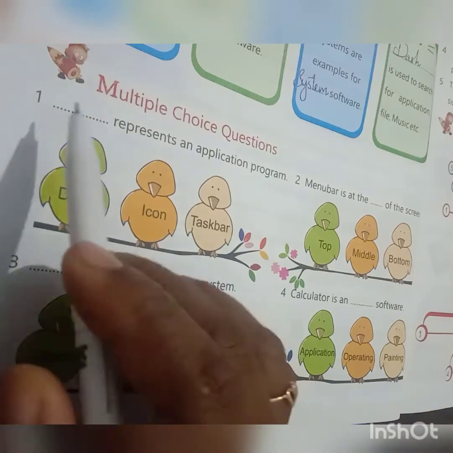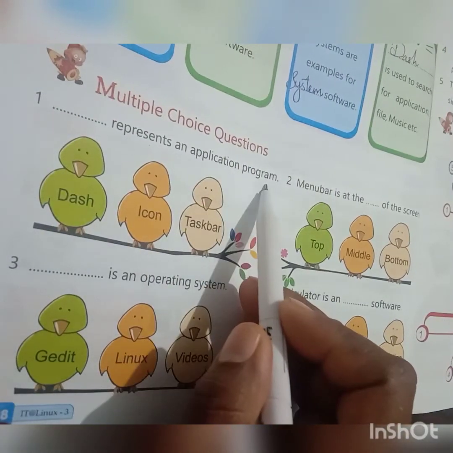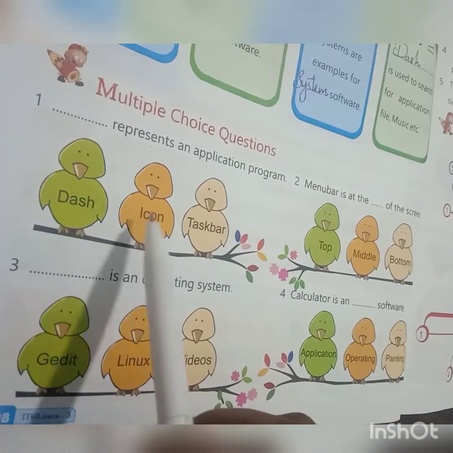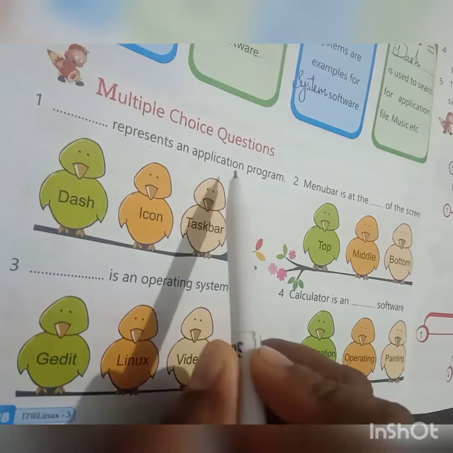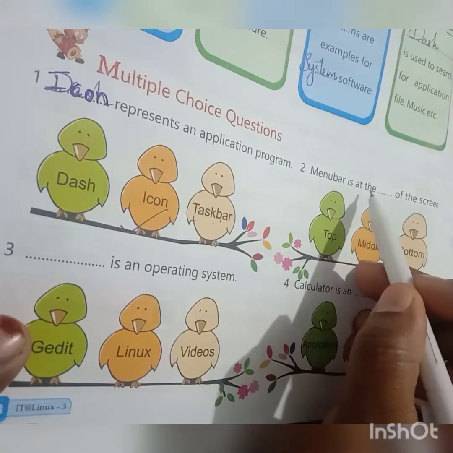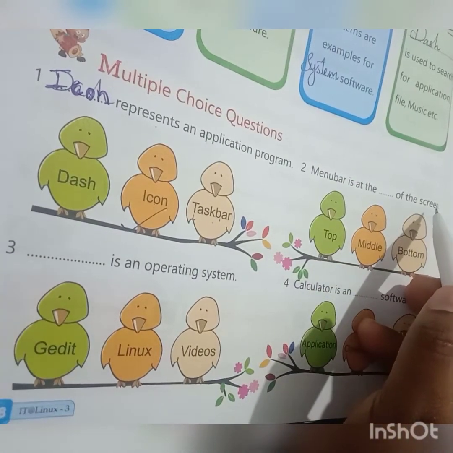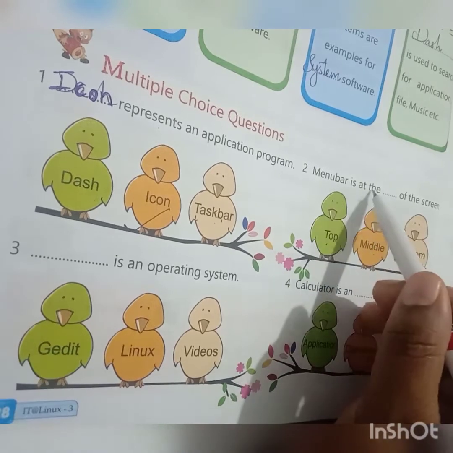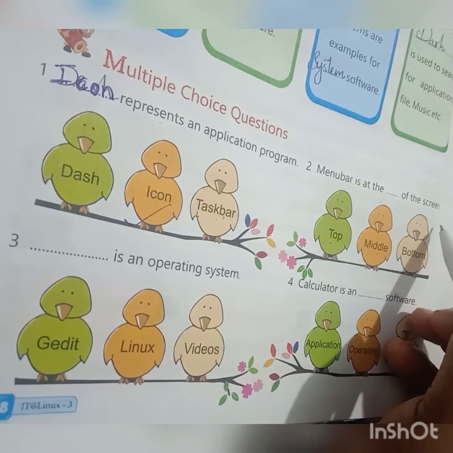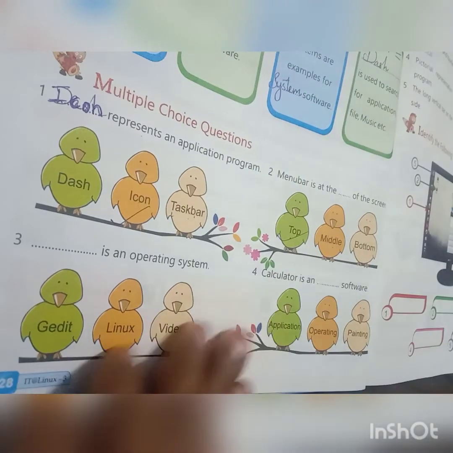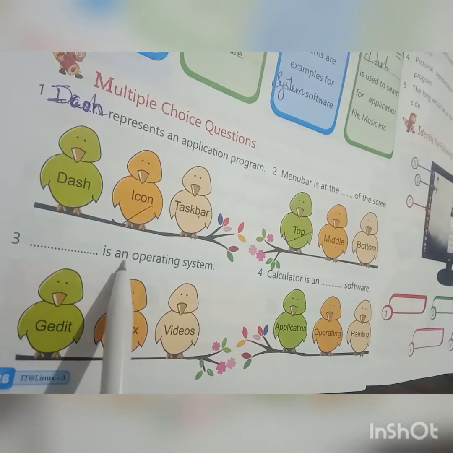Okay children? Next one is multiple choice question. Dash represents an application program. Icon, taskbar. Which is an application program? Icon. The menu bar is at the dash of the screen: top, middle, bottom. Where is the menu bar? Top.